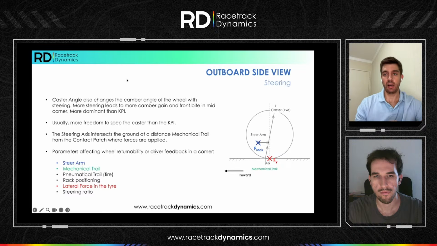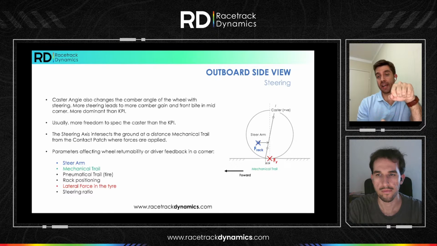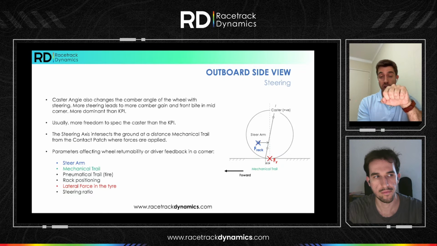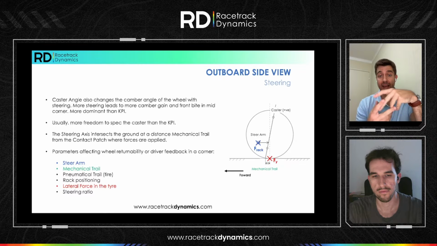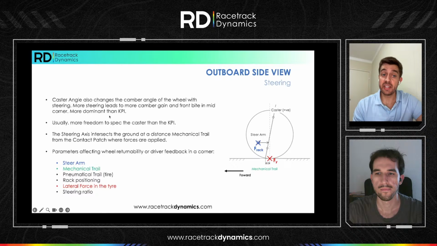Caster angle, moving now to the side view, still talking about steering and the front suspension, is going to change the camber angle of the wheel with steering. So more steering is going to lead to more and more camber gain. If you think of what's happening in the sequence of the corner, you steer more and more the wheel until you hit the apex of the corner, at which point your wheel lock is maximum and then your camber gain should be maximum. So that helps you with a bit of front bite in mid corner. This is going to be more dominant than KPI, and we are going to illustrate that in a minute together.